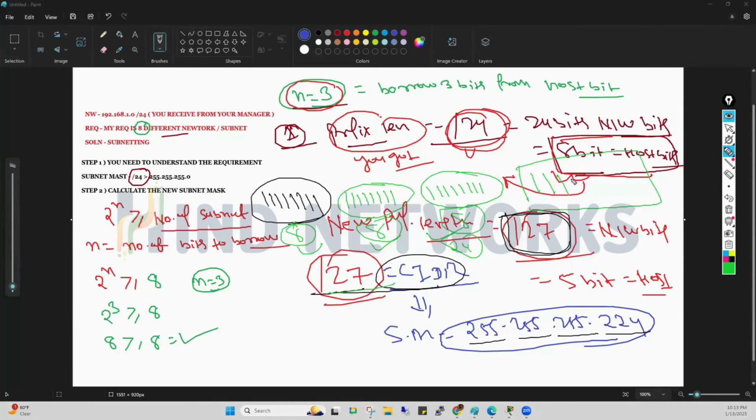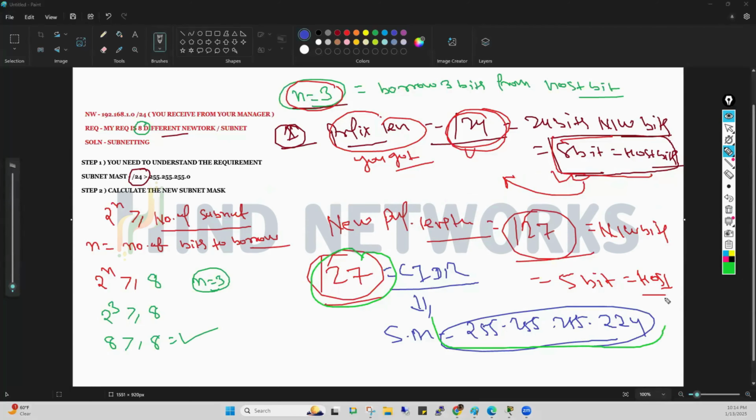Now 27 is full. And in the remainder, how many bits are pending? 5. So 5 are host: 1, 2, 3, 4, 5. Host bits are 0. So if I write the value of this octet, the value will be 255. This one, 255, and here 255, 255, and here 224. So that's the reason for the /27 subnet mask I write here, guys, 255.255.255.224. I hope you guys understand. Clear, guys? Everyone? Done?